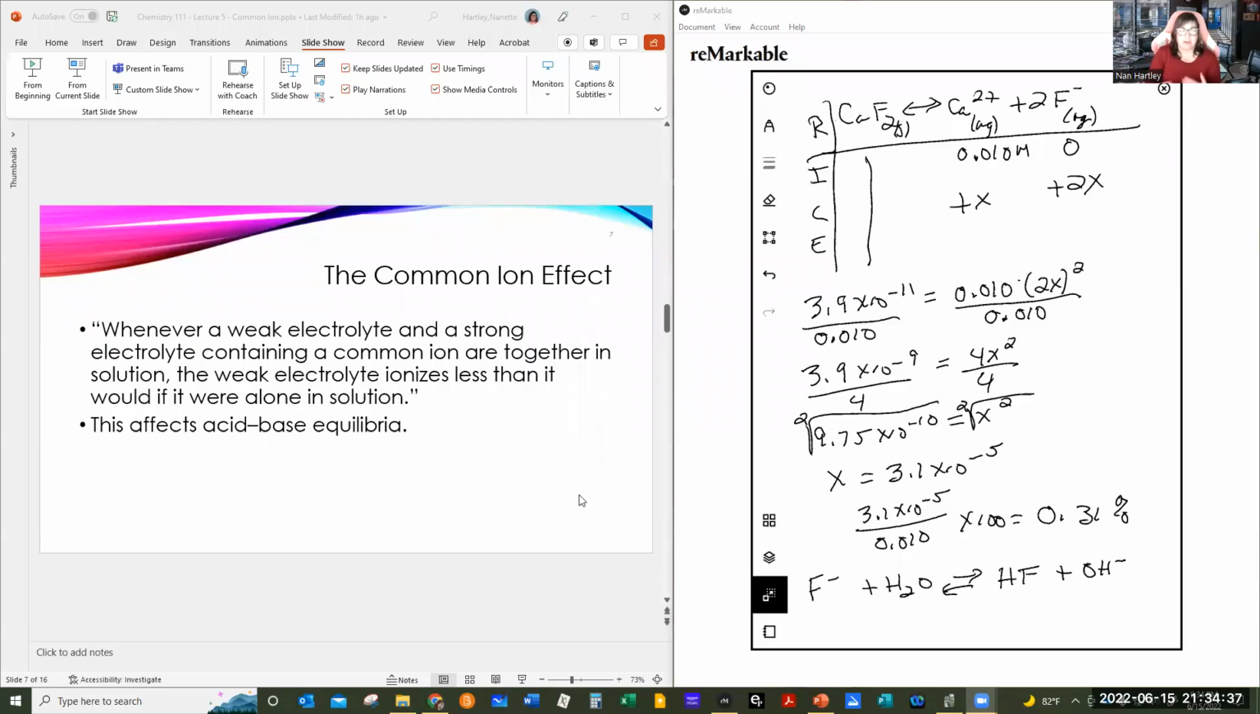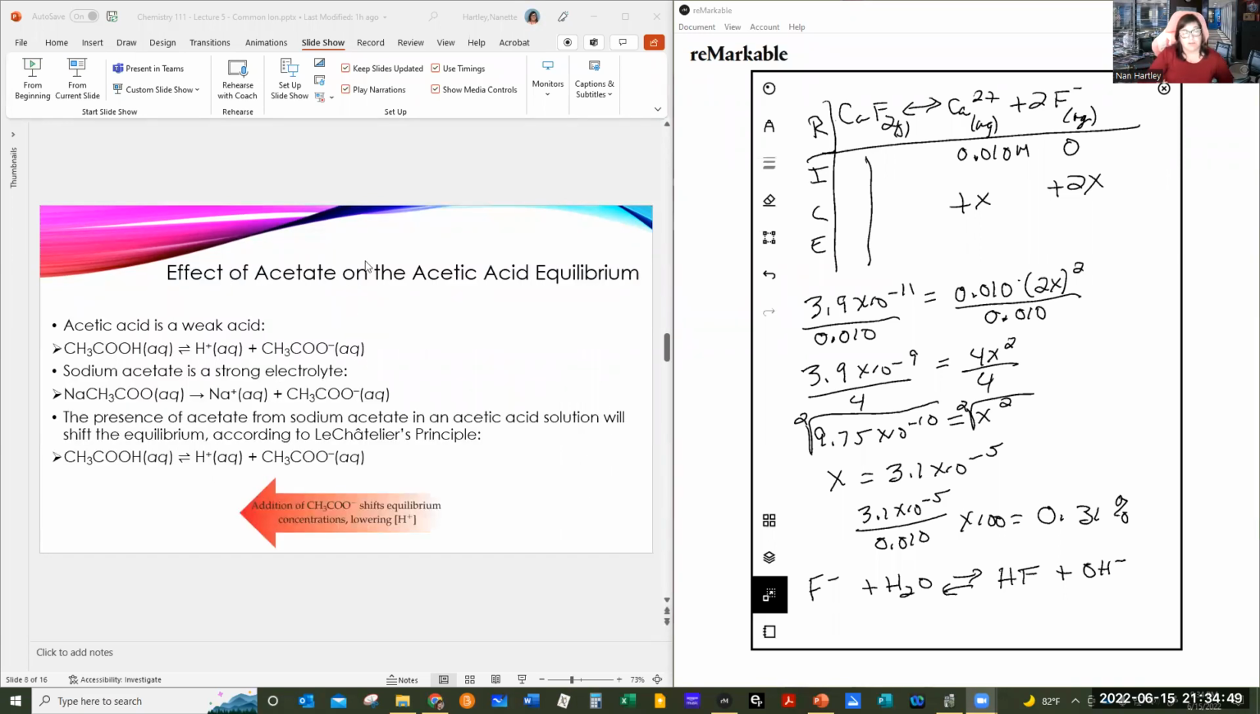So like I said, we were talking about the common ion effect, the fact that we had F minus that was present from the NaF. That's what we're looking at there. Now let's keep going and see what else we can talk about. Here, we're going to be talking about the effect of acetate on the acetic acid equilibrium.